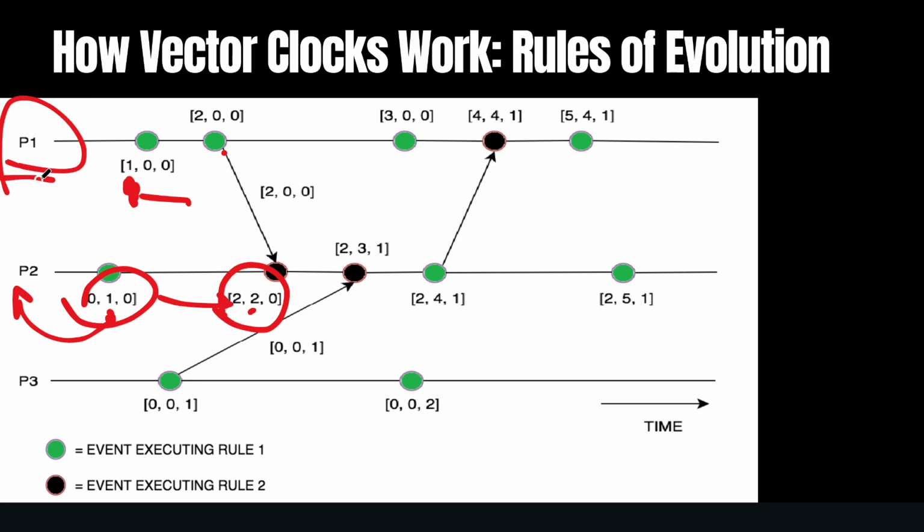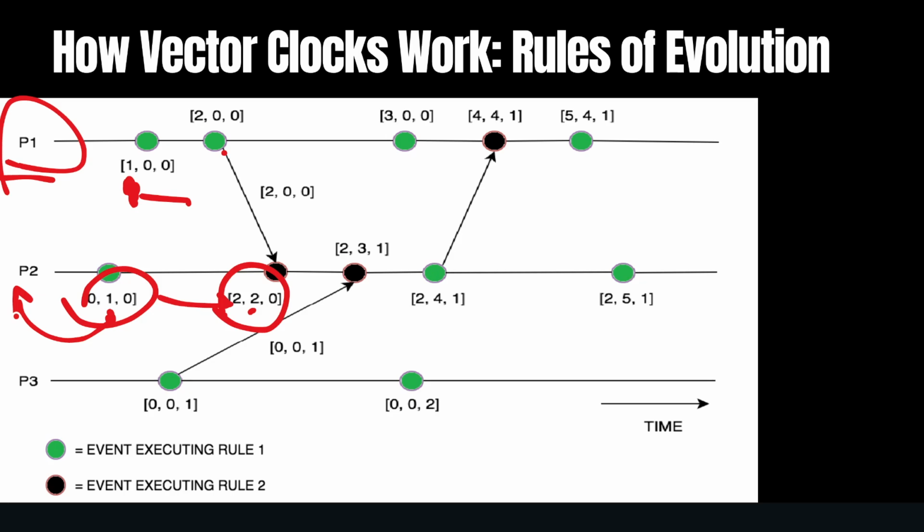When P1 sends a message to P2, it includes its current vector clock with the message. Okay? So again, P1 will send to P2 and it will have its vector clock with the message. In the receiving part, when node P2 receives a message from node P1 with its vector clock, node P2, this one, will perform an update to its own vector clock.